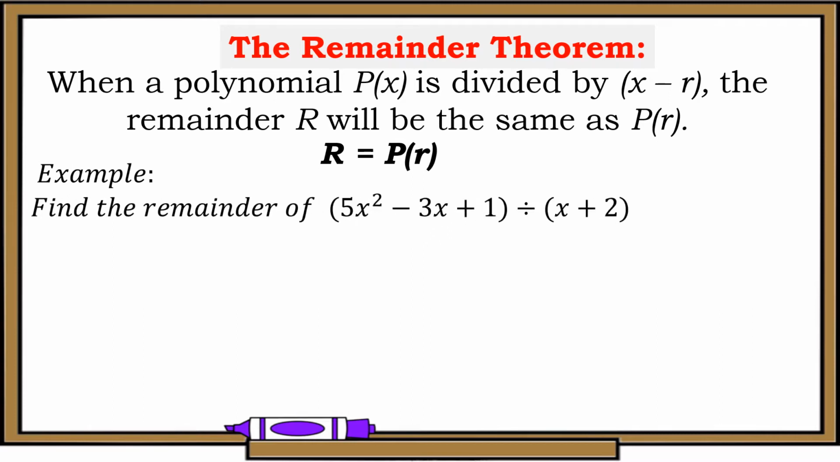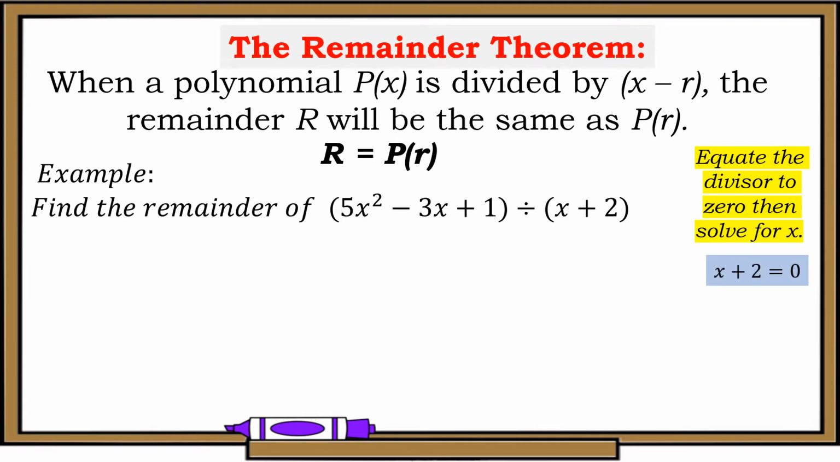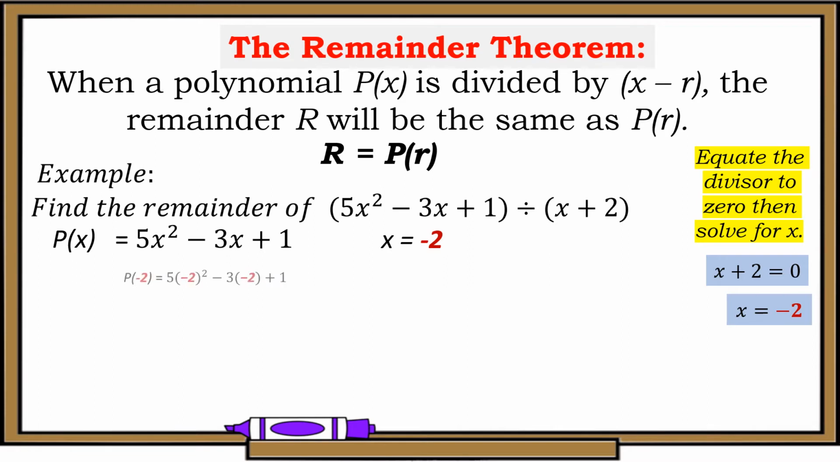Example: find the remainder of 5x squared minus 3x plus 1 divided by x plus 2. Equate the divisor to 0, then solve for x. Our divisor here is x plus 2. Equate that to 0, therefore x is equal to negative 2. Then let us calculate for P(x). P(x) is equal to our dividend, 5x squared minus 3x plus 1, and x is equal to negative 2. Then substitute the value of x by negative 2.